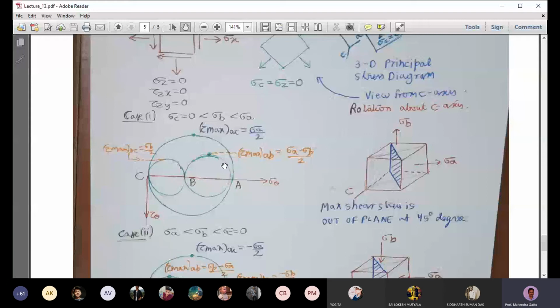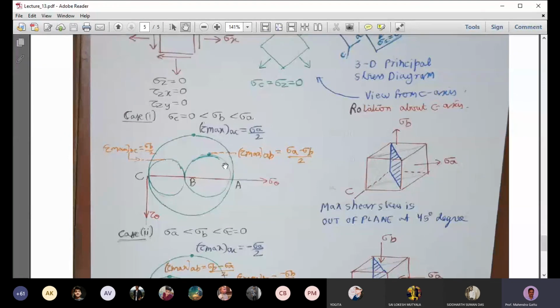So we can have tau max individually. For AB we'll get sigma A minus sigma B by 2. For BC, the radius will be half of the diameter. The diameter is sigma B, so half of the diameter is sigma B by 2. So the maximum shear stress is sigma B by 2 for this case. And for the largest circle, the diameter is sigma A and the radius will be sigma A by 2. So the maximum shear stress is sigma A by 2.